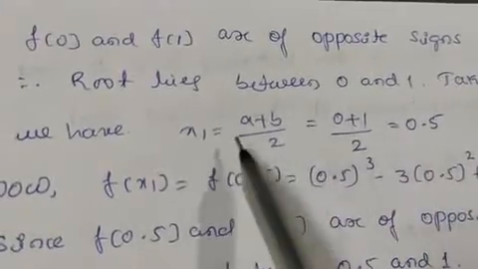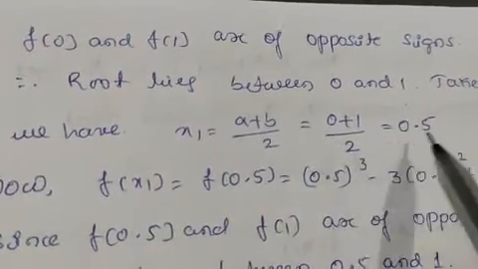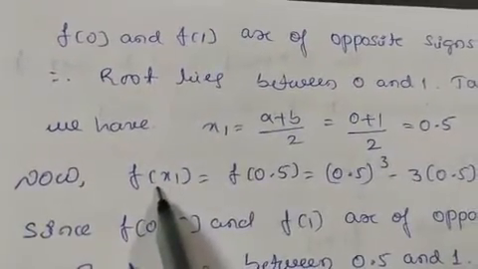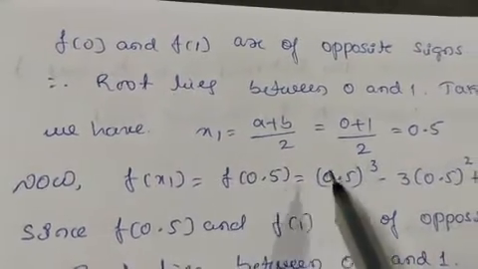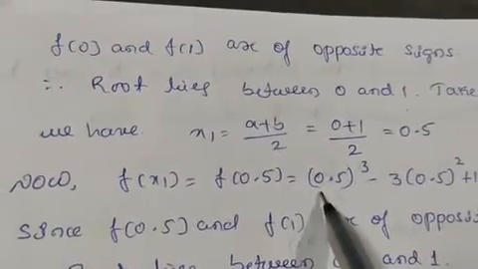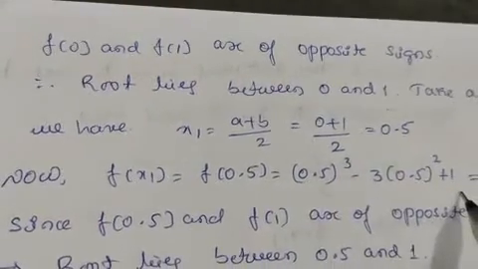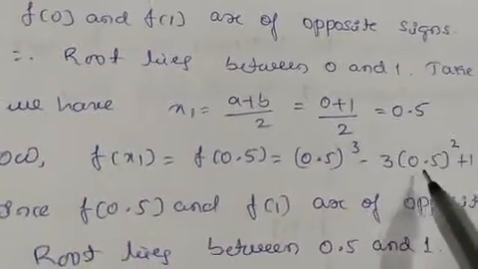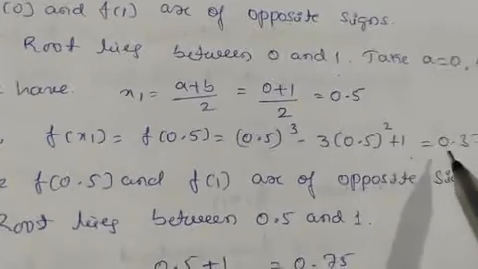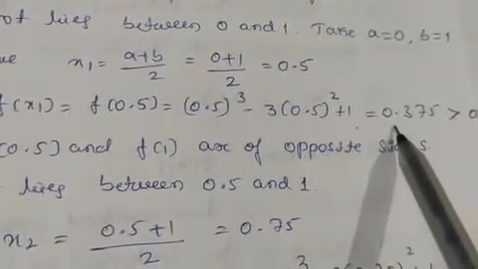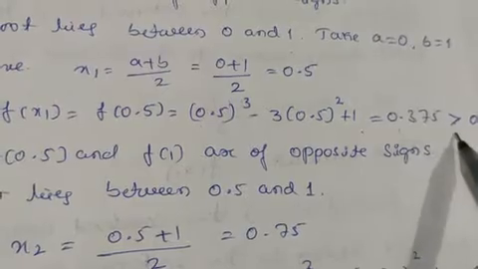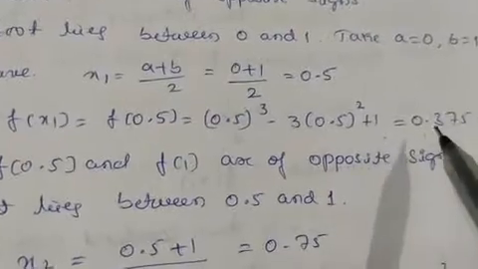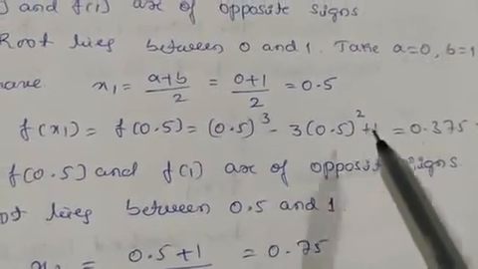So divide this interval here, that is 0 plus 1 divided by 2, it is equal to 0.5. Now we have to find f of x1. F of x1 is equal to f of 0.5. So the equation f of x is x cube minus 3x square plus 1. In that case you have to put x equals 0.5. So 0.5 whole cube minus 3 into 0.5 whole square plus 1. After simplification you will get 0.375, which is greater than 0. It is positive. This simplification you do using calculator, because calculator is also allowed in examination.